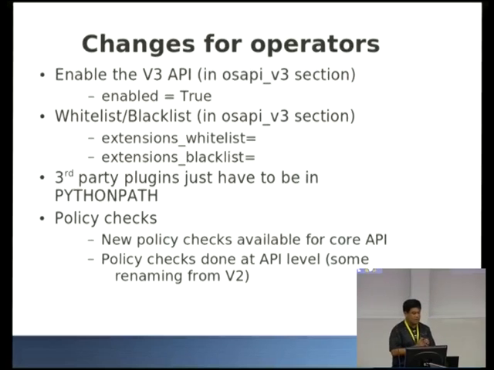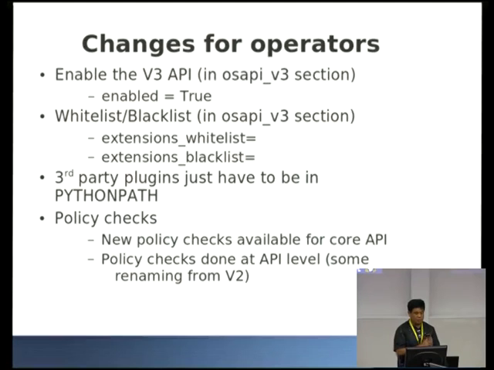So if you want to enable the v3 API for operators, there's an OS API v3 section in the Nova.conf file, so it's set off by default at the moment. By the end of Icehouse, I think it'll be on by default. And we should also have a flag to turn the v2 API off by then. So you can decide whether to run both or one. There's extensions whitelist and blacklist flags. Basically, you can just install your third-party plugins wherever you want.